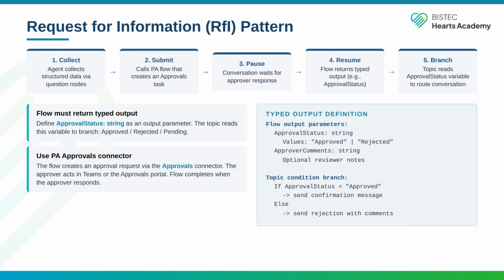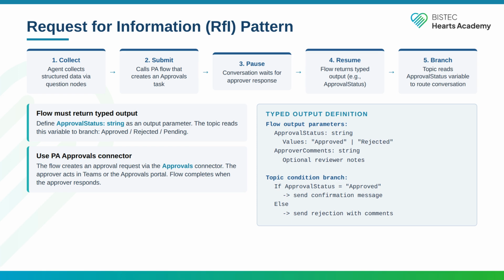The request for information pattern is the most important enterprise integration pattern in Copilot Studio. It implements a human-in-the-loop approval loop within a conversational agent. The agent collects structured data, submits it for human review, waits for a decision, and branches based on the outcome. The pattern flows through 5 stages. In the first stage, the agent collects structured data from the user via question nodes with entity-typed variables: employee name, department, leave dates, leave type, whatever the workflow requires.